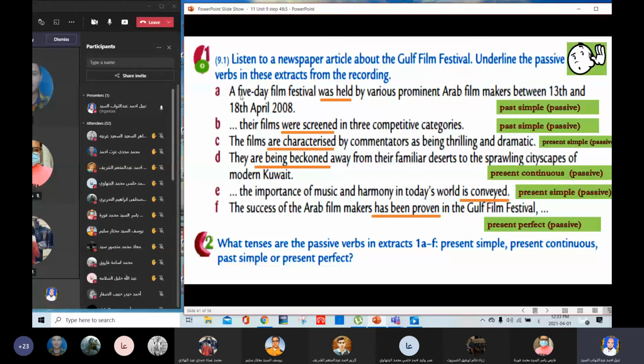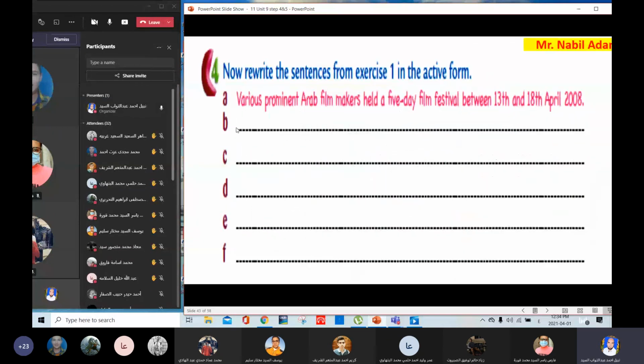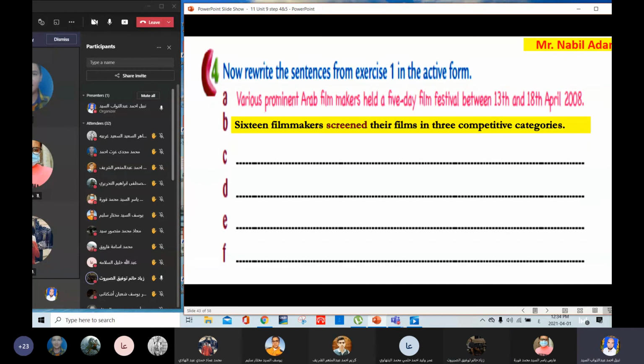Now, exercise number four, you are going to change the sentence from the passive into the active. Please look at your student's book and do exercise number 4. Who can answer letter B? Letter B. A change into passive, sorry, a change into active. From passive into active, the opposite. Ziad Hatim. Sixteen filmmakers screened their films in 3 competitive categories. Thank you.